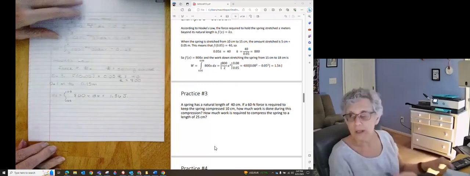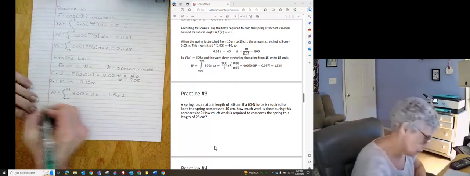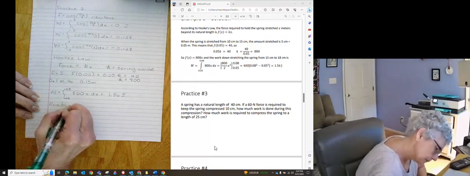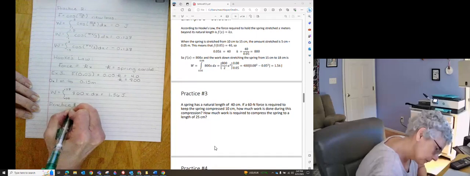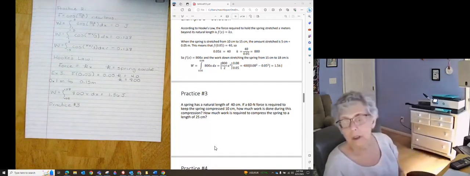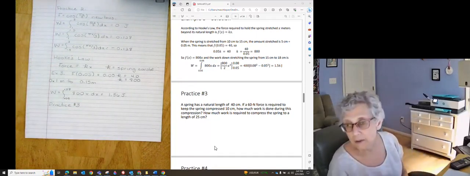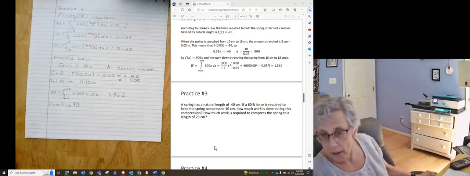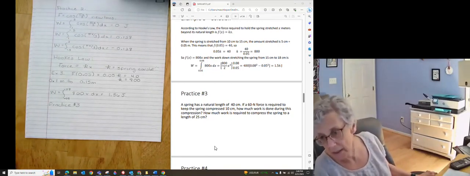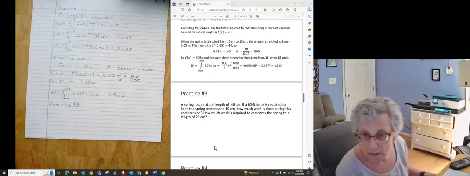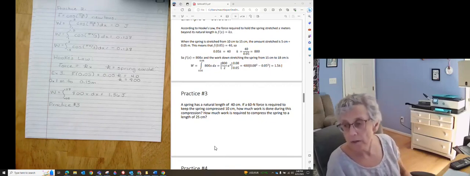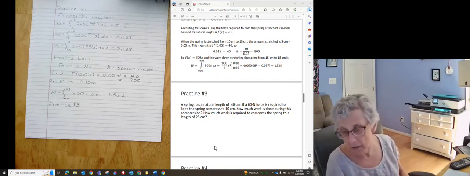Practice number 3, we have another metric situation here. A spring has a natural length of 40 centimeters. A 60 Newton force is required to keep it compressed 10 centimeters. How much work is done during this compression? How much work is required to compress the spring to a length of 25 centimeters?